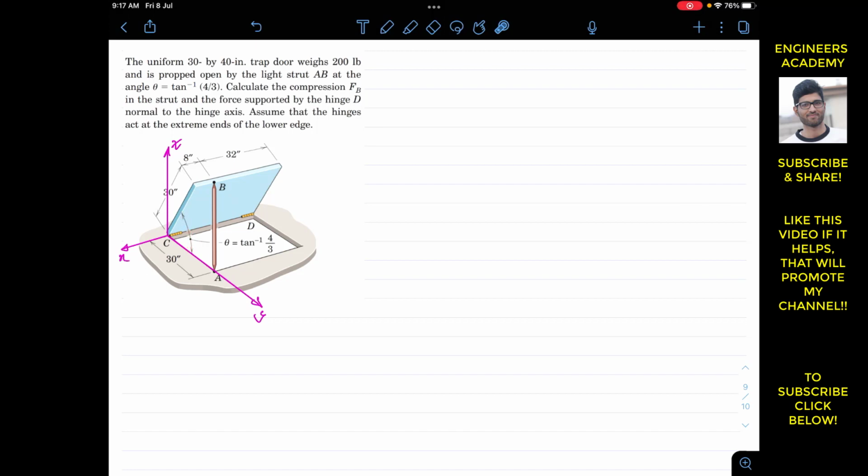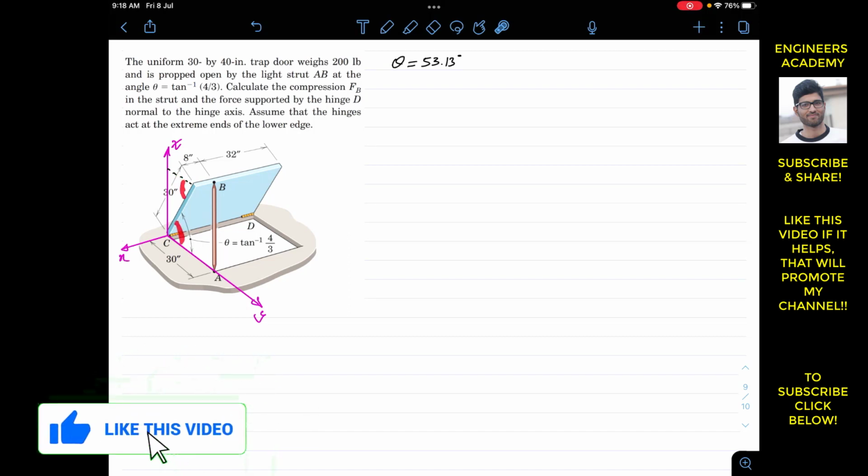Now we are given this angle. This angle is theta equals tan inverse 4 divided by 3, and tan inverse 4 divided by 3 is 53.13. So let me write that the given angle is 53.13 degrees. Now if I draw a line which is parallel to the y-axis, this dashed line is parallel to the y-axis. So if this angle is 53.13, then this angle is also 53.13, since both of these angles are alternate angles, and we know that this side of the door is 30 inches.